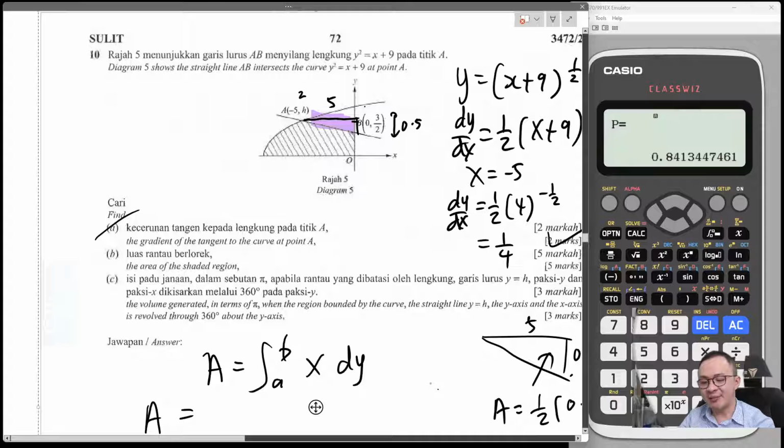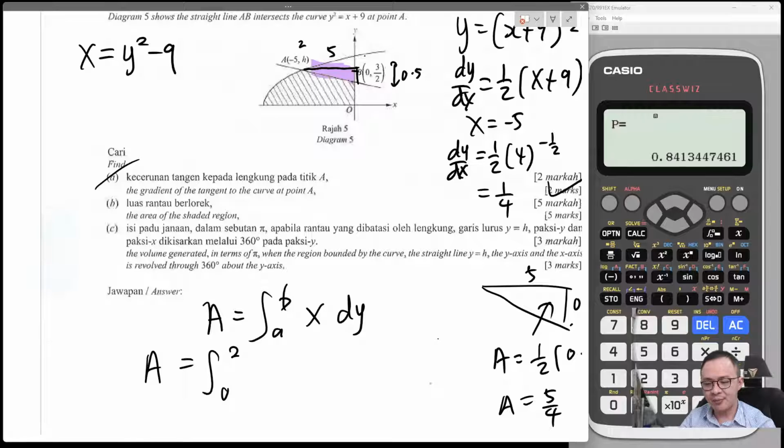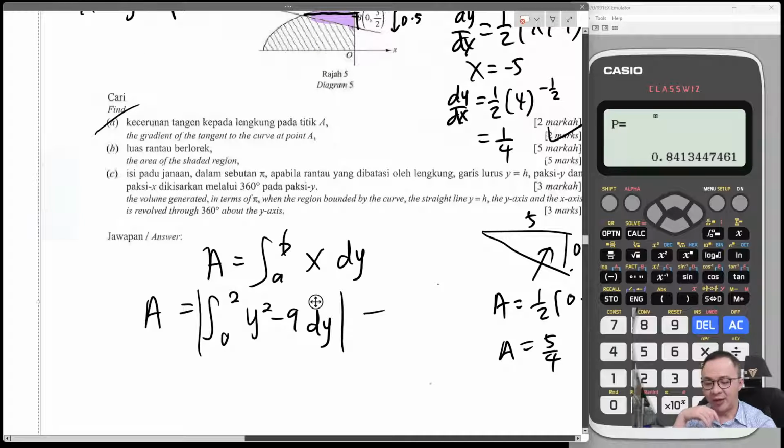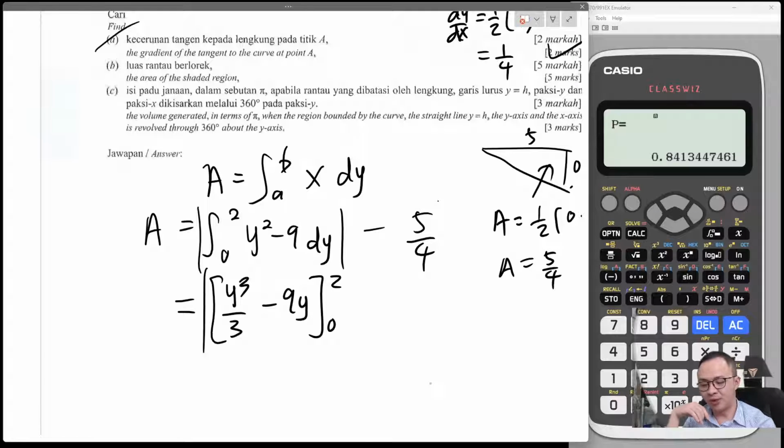If I make x as a subject, the equation is what? y squared minus 9, isn't it? So I just integrate this one, a lot easier. So I will integrate from 0 to 2 dy. Oh, but then it's at the left hand side of the y-axis, so the whole thing will be negative. Then I better add the modulus also. So my y squared minus 9 dy here. And then I want to minus the triangle 5/4. So here I should get y cubed over 3 minus 9y, 0 to 2, modulus it, minus 5/4.